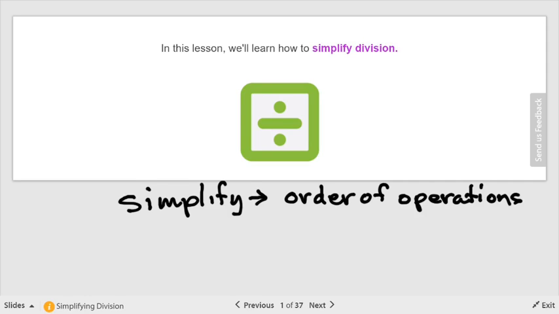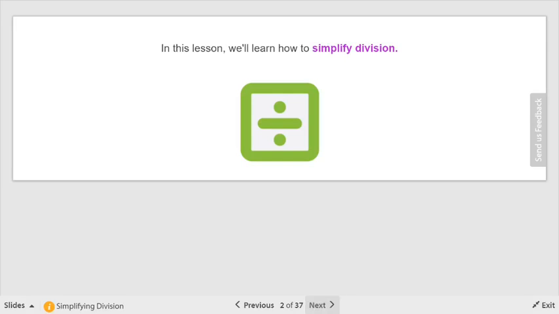Multiplication or division, and they're equals. You do them as you come to them, left to right. And then finally, the last thing is addition or subtraction, which we call combining like terms now, right? Okay? So anytime you see that word simplify, it means do the math. And if you're going to do the math, that means follow the order of operations. So simplify is a word you're going to see a lot. Okay? All right, here we go.